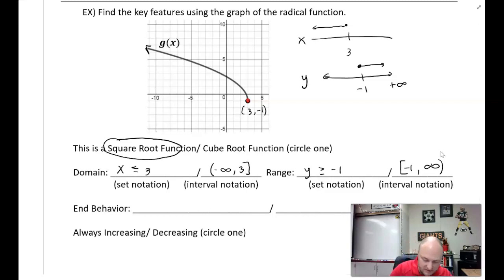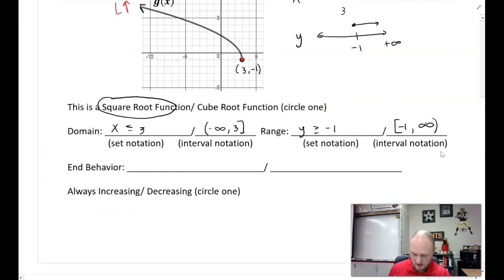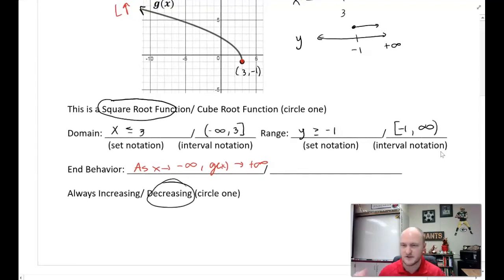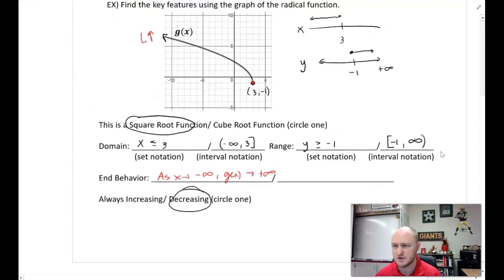All right, end behavior, the good thing is we only have one. So on this one, the left side is going up. So this is going to be as x goes to negative infinity, g of x goes to positive infinity. Left is negative, up is positive. And this function, going from left to right, is going down. So this is a decreasing function.